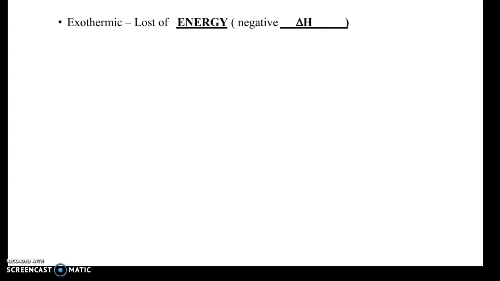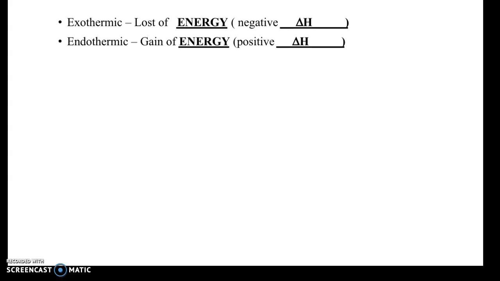So when you've lost energy, you're going through an exothermic reaction. This is how you have a negative delta H. And then when you gain energy, you have an endothermic reaction. That's when you have a positive delta H. Now, do you see how over here it starts with an exo and over here it starts with the endo? Because with exo, energy is going to exit, and with endo, energy is going to enter.